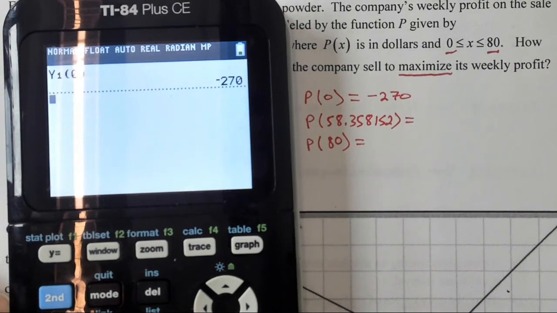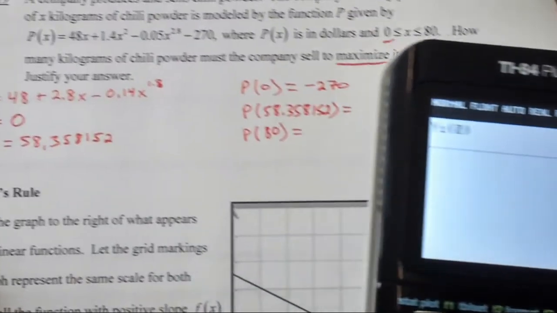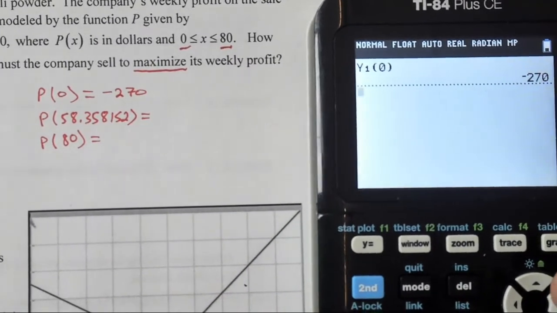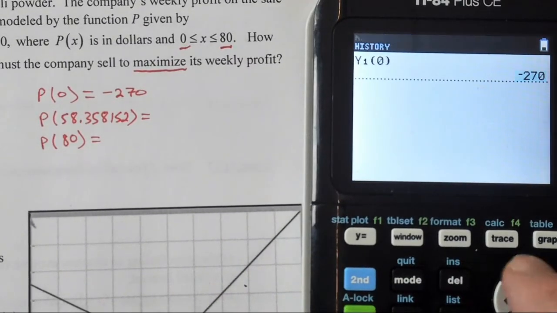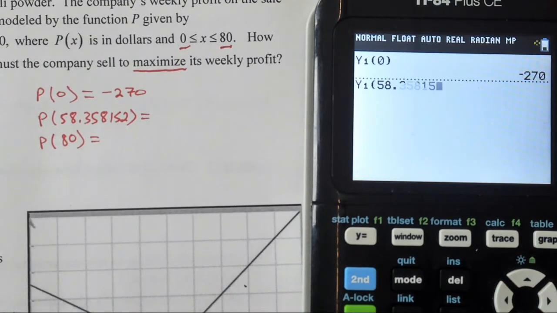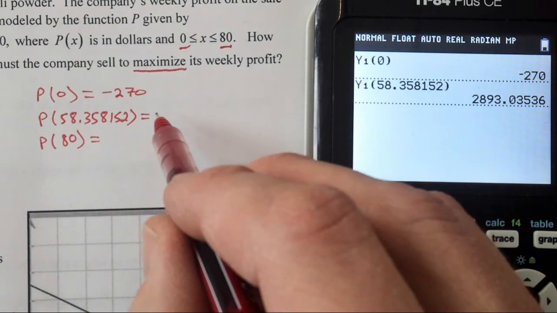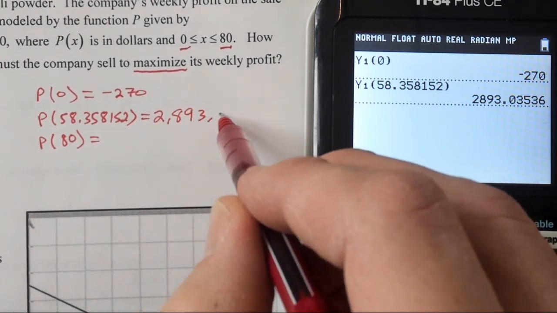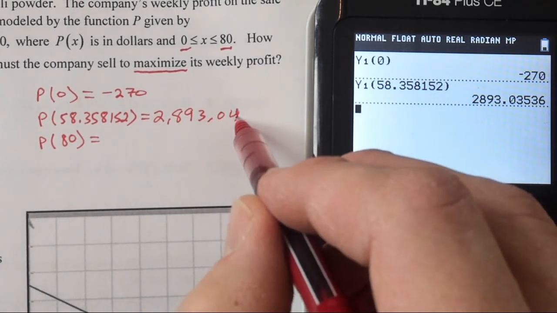Now we can plug in the remaining values. So let me see if I move this over. Here we go. That's a little better. All right, so now we're going to do y1. So I'm just going to go up and hit enter again on it. And I'm going to type in 58.358152. And that gives us a profit of $2,893.04 if we round to the nearest penny.